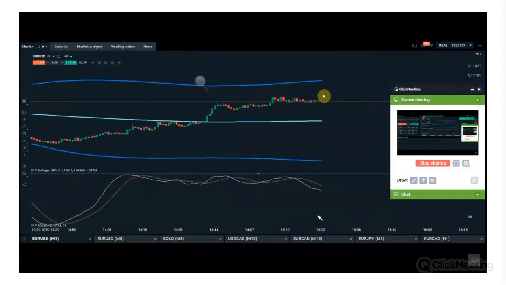And now what we're doing is we're going to wait for this to move up here eventually, or the Bollinger Bands to move down. And when the price eventually catches up with the Bollinger Bands, it will look to take a sell back down again.